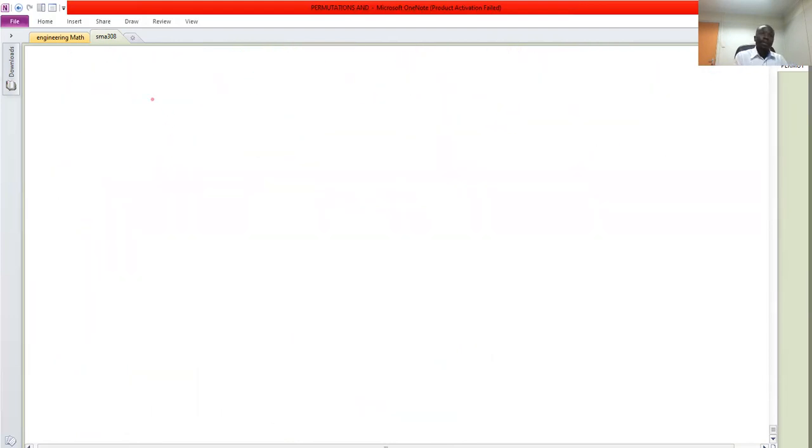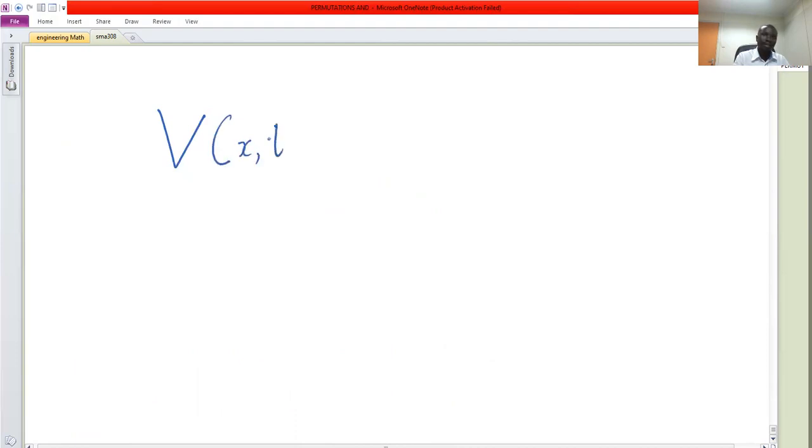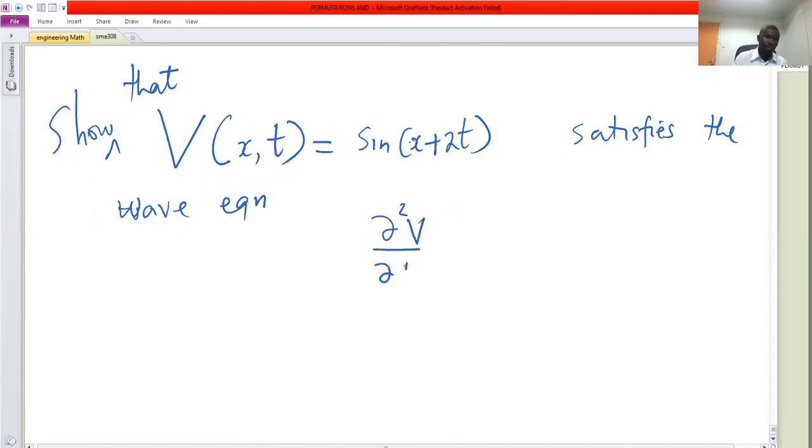And lastly, if we have a function v of x comma t of the form sine of x plus 2t, show that it satisfies the wave equation partial squared v partial t squared equals 4 partial squared v partial x squared. So that's the problem. So as usual, start by getting the first partial derivatives. So solution or proof.